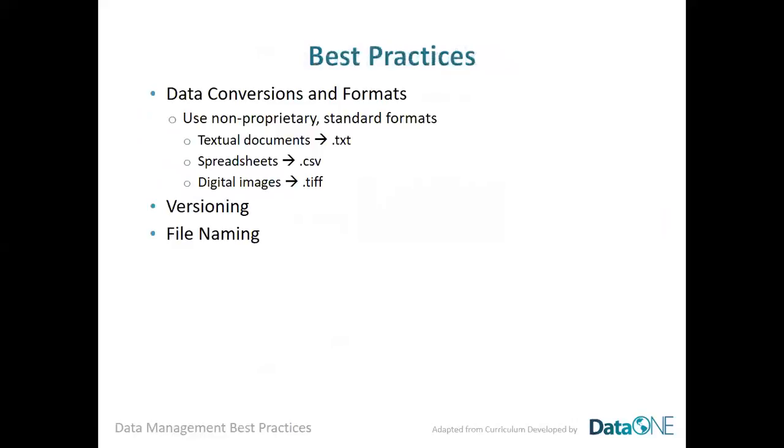So just some best practices to help the archiving and backups. If you use non-proprietary standard formats for your files, then you minimize the risk that your data won't be readable in the long term, because file formats do go obsolete, and from time to time you may lose accessibility to your data. So it's best if you have textual documents, just simply save them in a TXT format, which is a standard open format. Spreadsheets with numerical data can be saved in a CSV file. Digital images can be saved in a TIFF format.